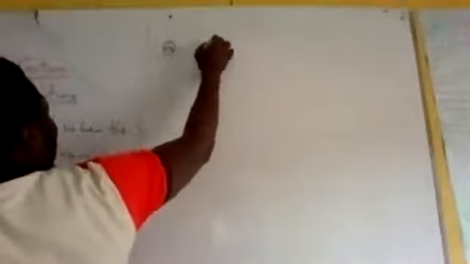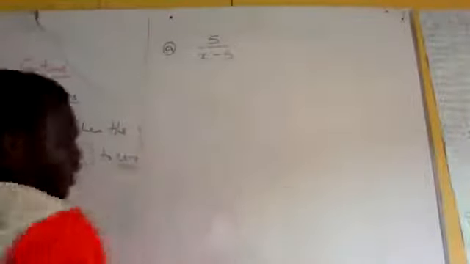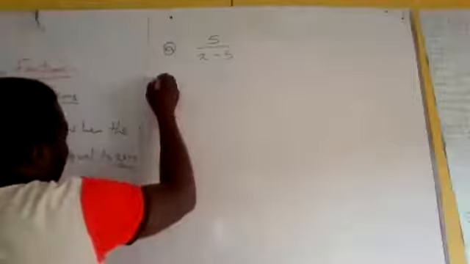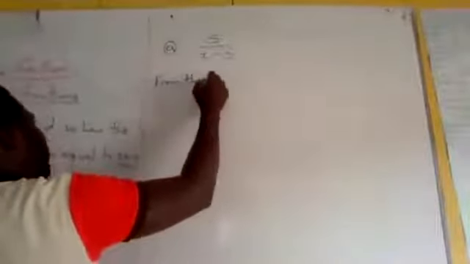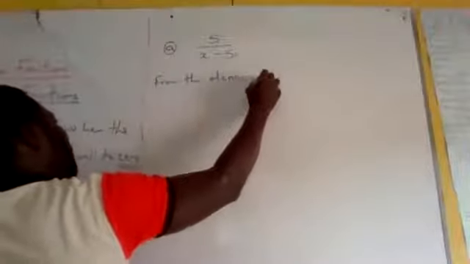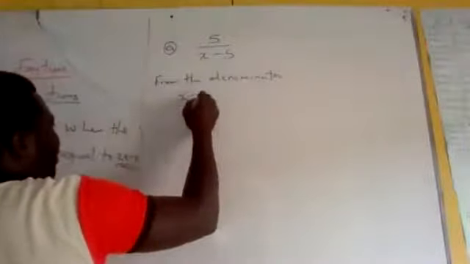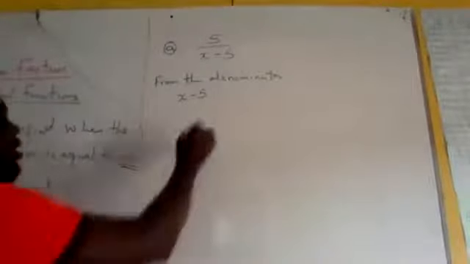So if I take the first question, for instance, 5 over x minus 5. All I just need to do is extract the denominator. That's what I'll do first. The denominator is x minus 5. So remember that my denominator must be equal to 0. So I'll just say my denominator x minus 5 is equal to 0.